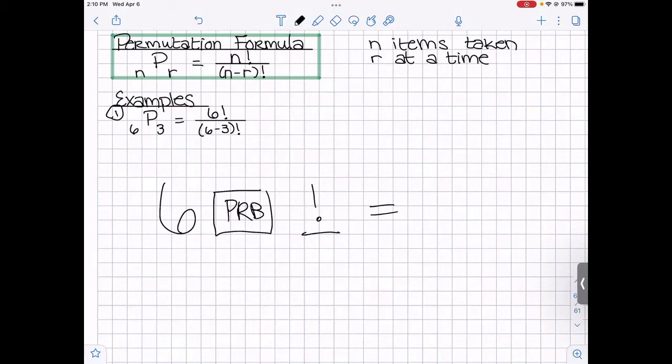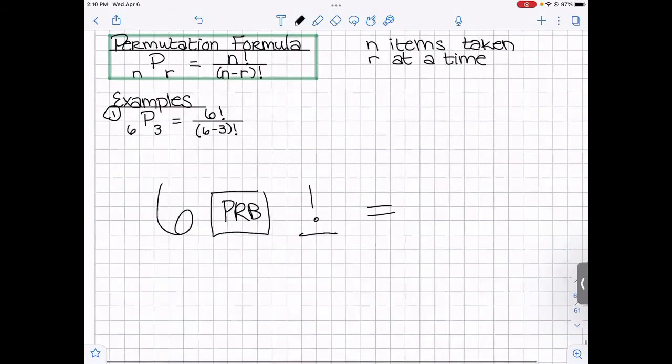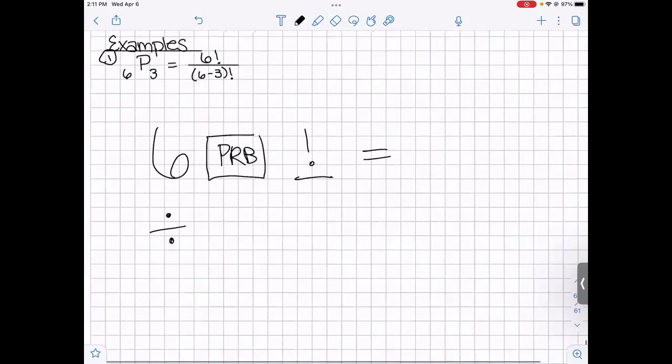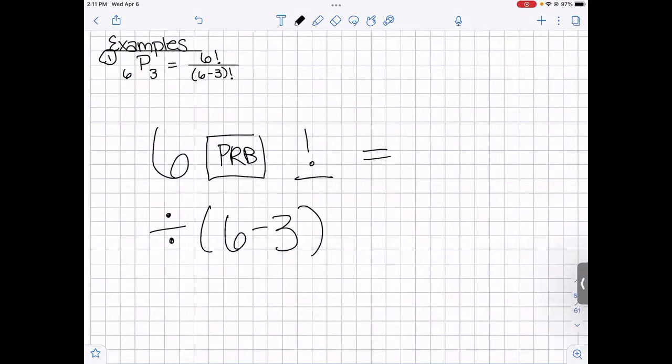Now we have to type the rest of our problem. So type divided by. Then put a parenthesis. 6 minus 3, parenthesis. Now you have to go back. So you click the PRB button again. Hit the exclamation point. Hit equals twice. 120 should be what you got if you typed it correctly.